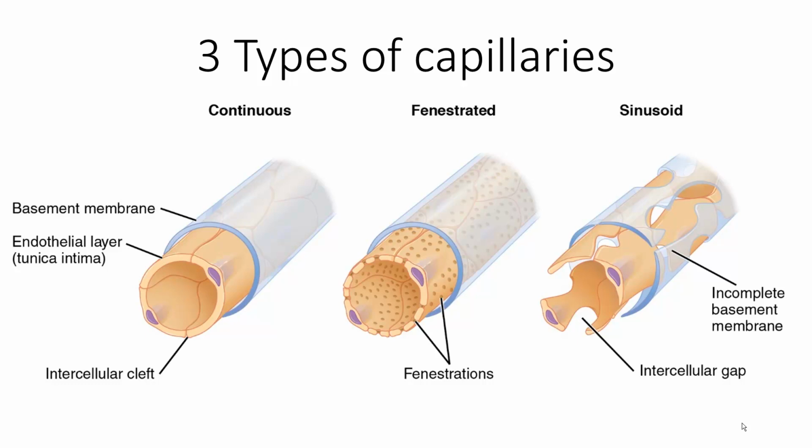So what I want to do is go through each of those 3 types of capillaries and point out their major structural characteristics that give them the degree of contact between the blood space inside of the capillary and the tissue space outside of the capillary that is characteristic of each different type of capillary.